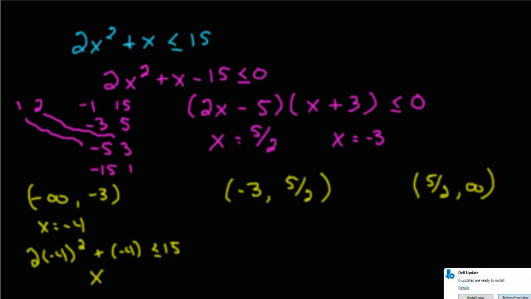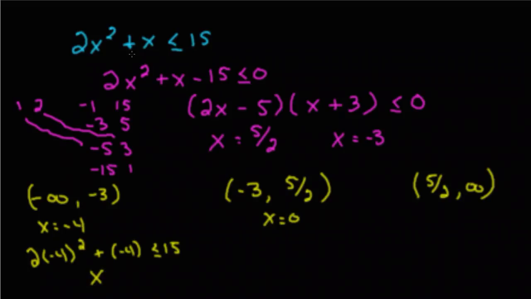So then we've got the region -3 to 5 halves. Again, x equals 0 falls in that range and is easiest to test. 2 times 0 squared is 0 plus 0. Is 0 less than or equal to 15? Yes, it is. So now we know that that region is true.